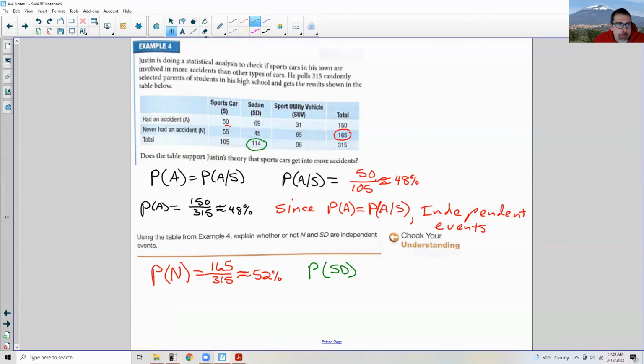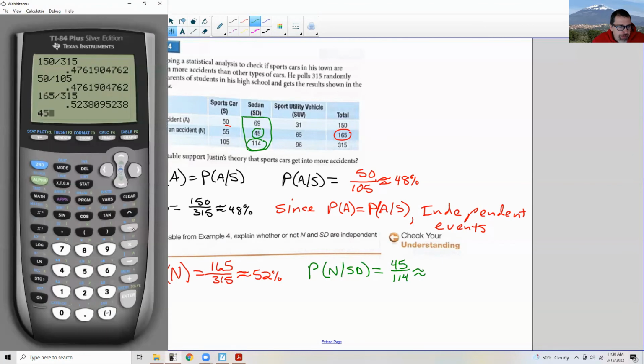So now I want to find the probability of N, we found the probability of N. Now I want to find the probability of N given that it's a sedan. So the probability of N given it is a sedan, we're going to use these values here. N is here, total is 45. Never had an accident in the sedan column is 45, divided by total number of sedans, which is 114. And that comes out to be approximately 39%.